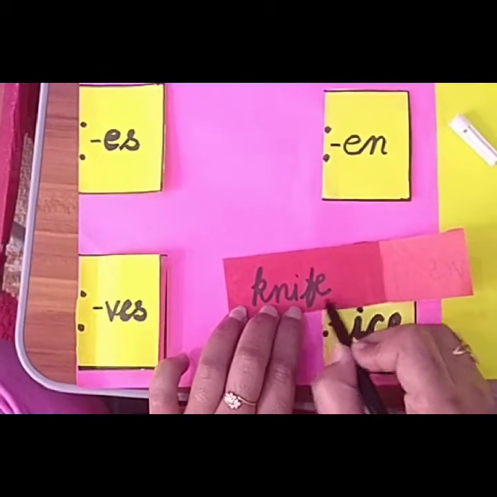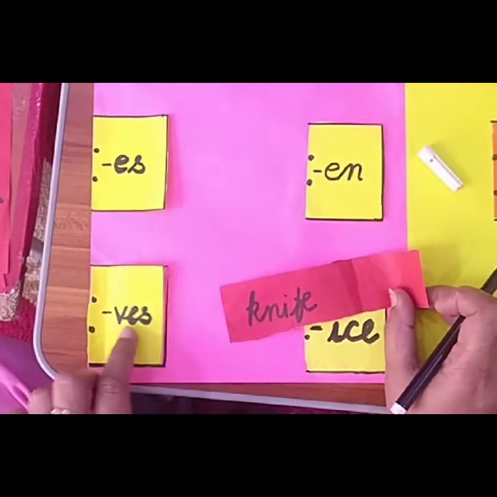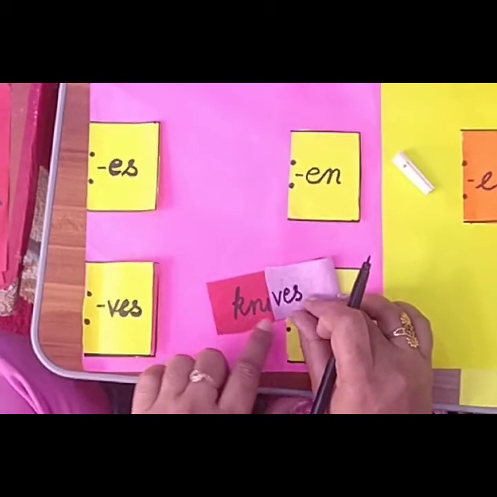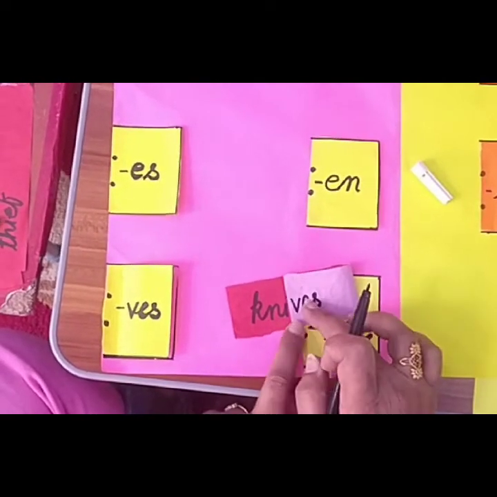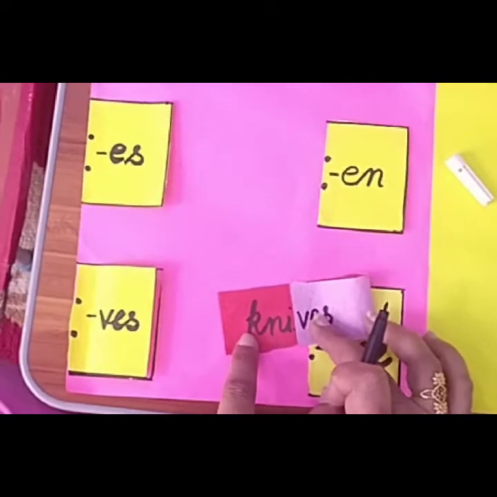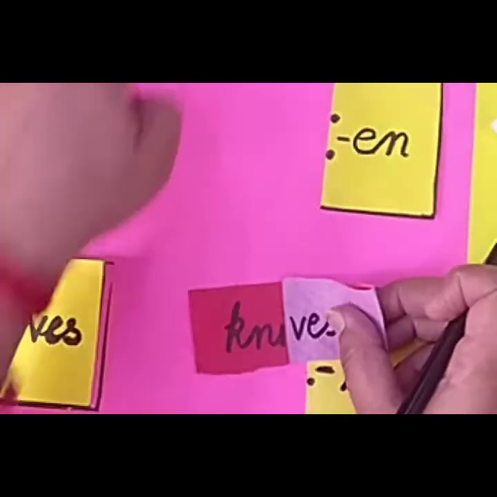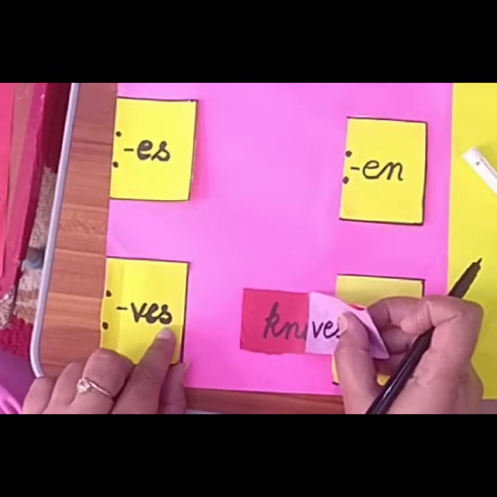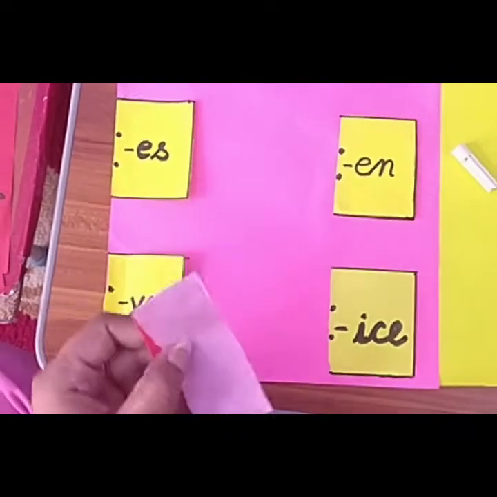We remove F-E and we add V-E-S. So we'll fold the chit like this and we'll add the suffix V-E-S. So plural of knife is knives. We have removed F-E. We'll hide F-E and we'll place the suffix V-E-S like this, right? And again like this, we'll place that slip under the book cover V-E-S, suffix V-E-S. So we'll place it here and we will paste it also.